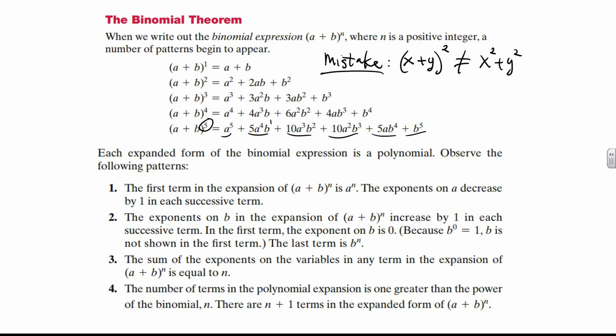The second thing that you want to notice is the coefficients. For example, this is 1, 3, 3, and 1. And then the coefficients here are 1, 4, 6, 4, and 1. This guy right here, n things taken r at a time, will give us those coefficients. Or you can use Pascal's triangle.